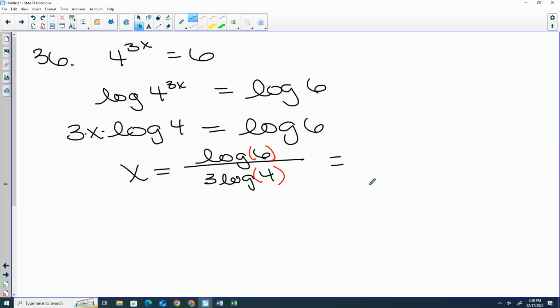Okay, so when we type this in, we get 0.4308. Did everyone get that?